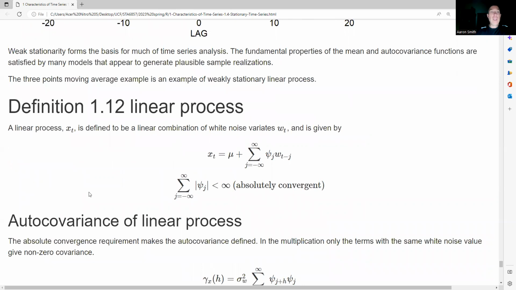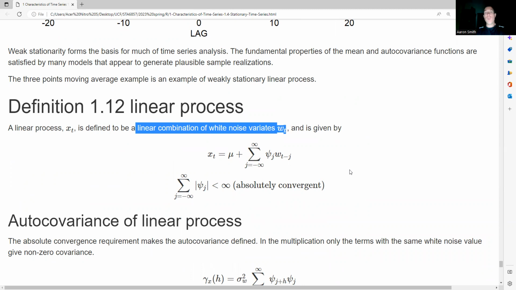But now, what is a linear process? A linear process is a linear combination of white noise. The reason we're interested in this is that with white noise, it works out that it's Gaussian, and we understand Gaussian as statisticians very, very well. We're going to use this as a foundation of other types of models to work with.